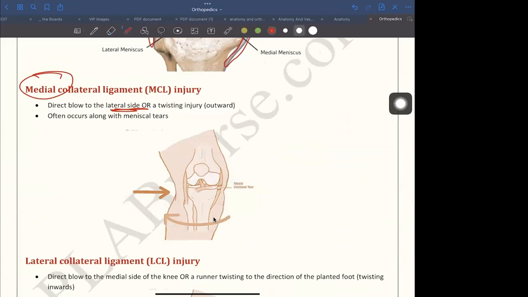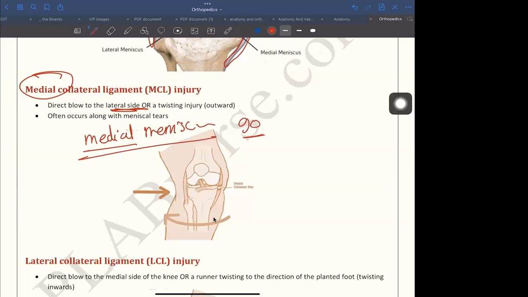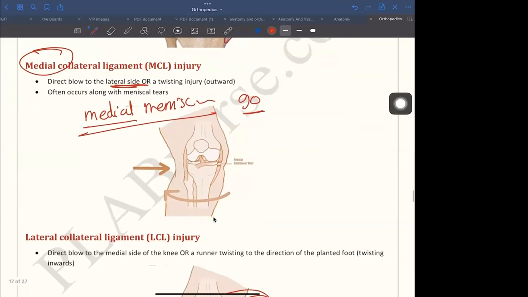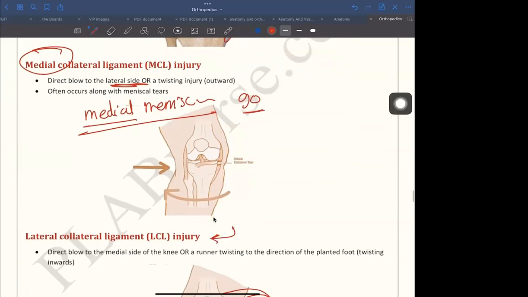Generally, the medial meniscus is injured 90% of the time. Okay, so the lateral meniscus is very less likely. And again, the lateral collateral ligament injury is commoner than the medial collateral ligament injury.